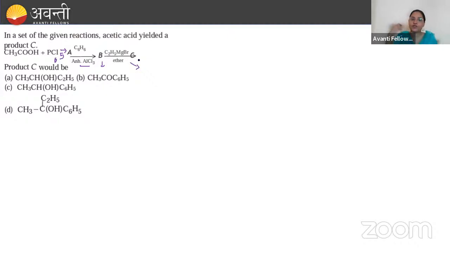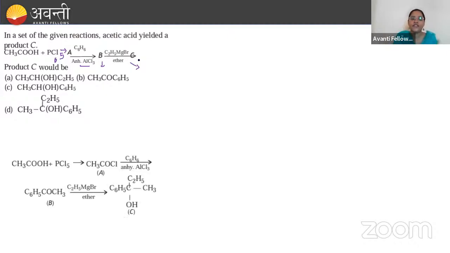When acid chloride reacts with benzene in the presence of a Lewis acid like anhydrous AlCl3, that is our Friedel-Crafts acylation. Then there will be formation of compound B, like this. When it reacts with our Grignard reagent, what will happen? Here the alkyl group will attach and here OH is going to form. That is, the respective alcohol is going to form when a ketone reacts with our Grignard reagent. So which is this compound? Option D is the correct answer here. This is C6H5, COH, C2H5 and CH3.